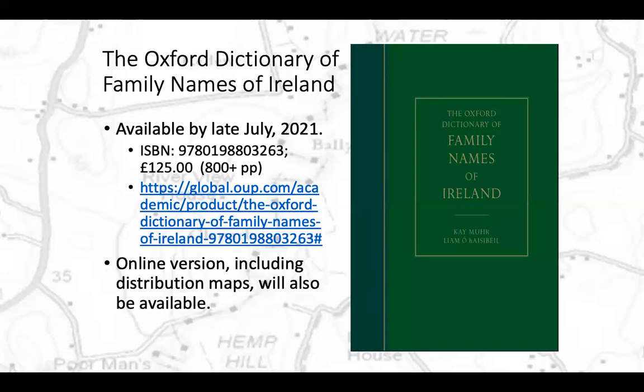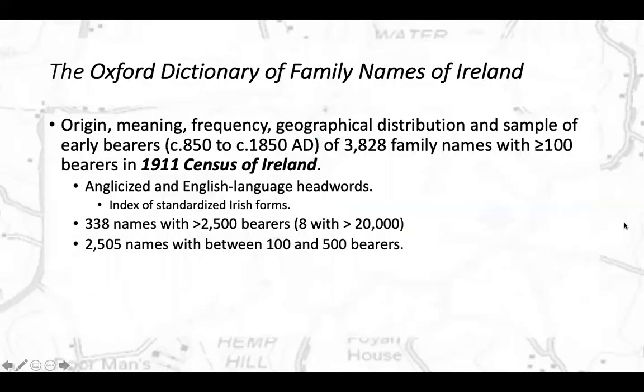But when it came to the imported names, the Norman names, the Welsh names, the English names, we had to start afresh and write the history of the name in Ireland. So with any luck from the early bearers, you will be able to work out when the name came in. Now, this gives you a bit more about the numbers. So let's say we have the origin, the meaning, the frequency, the geographical distribution, and samples of early bearers.